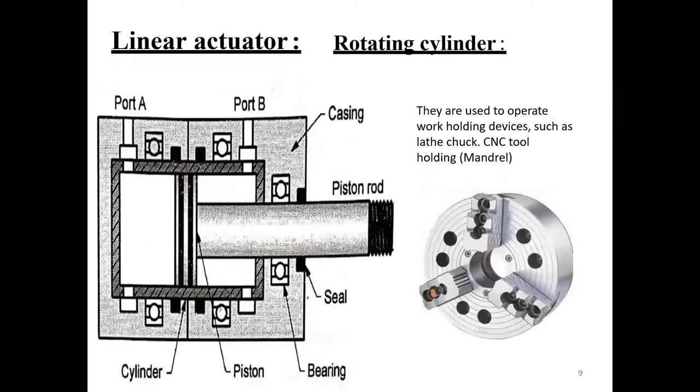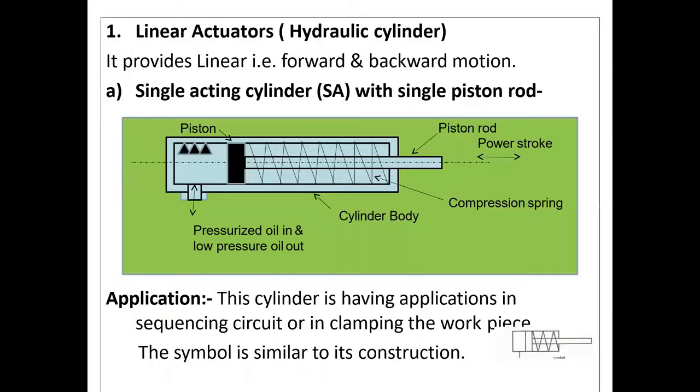So here we are going to see this again in 2D format, how that rotating cylinder is used, then how that works. I already showed you how that rotating cylinder linear actuator works in animation format. Okay. So this is the single acting single piston rod cylinder. I already showed you this in animation format also. This is the compressing spring which is used for retraction stroke of this cylinder. This type of cylinder has application in sequencing circuit or in tamping the workpiece.